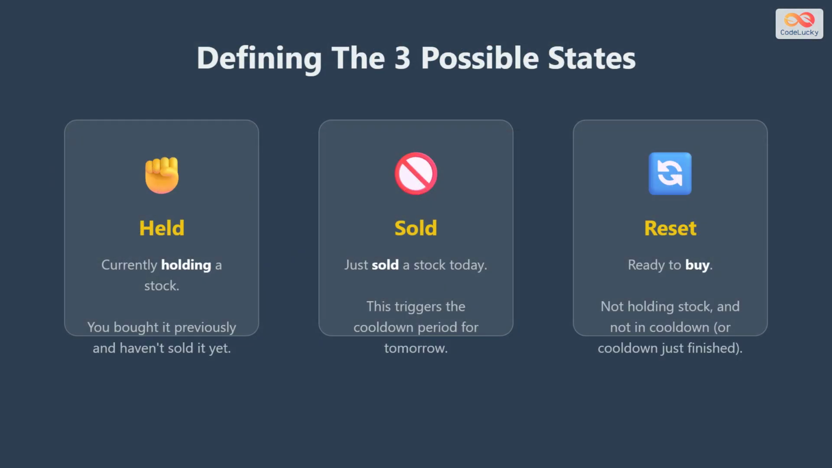To solve this efficiently, we can visualize the problem as a state machine. At the end of any given day, we can be in one of 3 states. First, the held state, meaning we currently own a stock. Second, the sold state, meaning we sold a stock today and will be in cooldown tomorrow. And third, the reset state, where we are ready to buy because we didn't sell today.